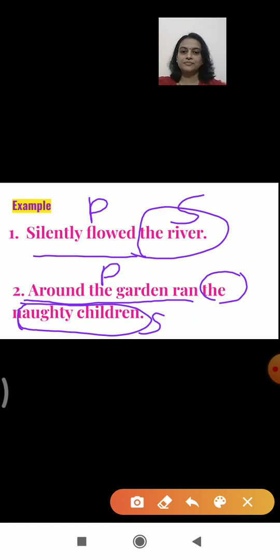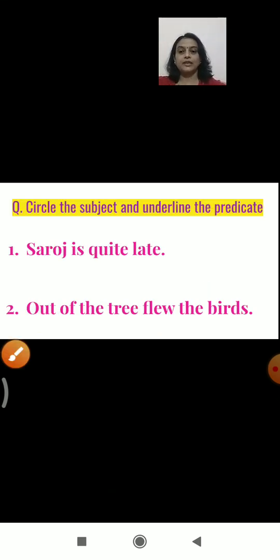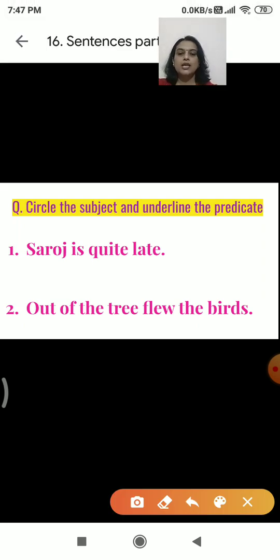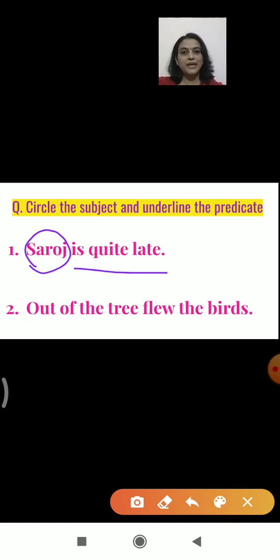Follow till here? Good. Now, let's see how much you have followed. We are going to do some exercise here. Circle the subject and underline the predicate. So, first one. Saroj is quite late. About whom are we talking? About Saroj. So Saroj is our subject. We have circled it. And is quite late, we have underlined. That means it is the predicate.